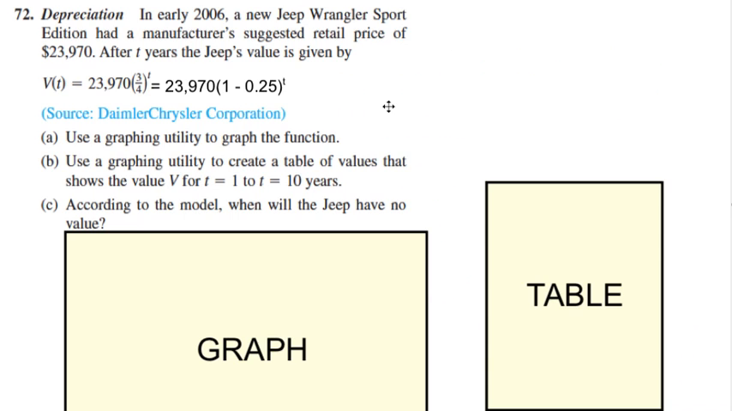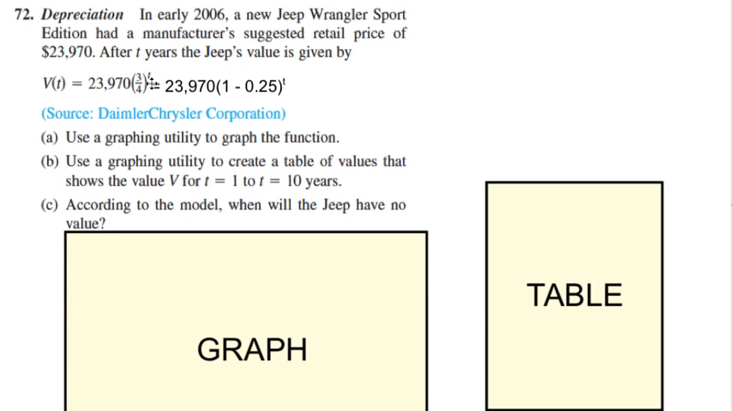Let's look at one other example with a decay problem. This is just a problem from our textbook, and it says in early 2006 a new Jeep Wrangler Sport Edition had a manufacturer's suggested retail price of $23,970. After T years, the Jeep's value is given by value at time T equals 23,970 times 3/4 to the T power.